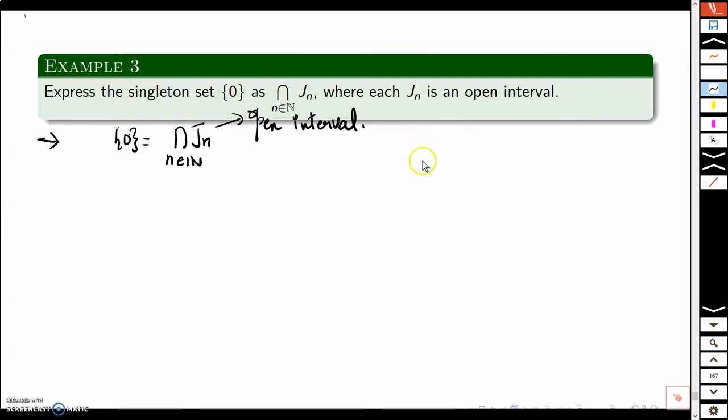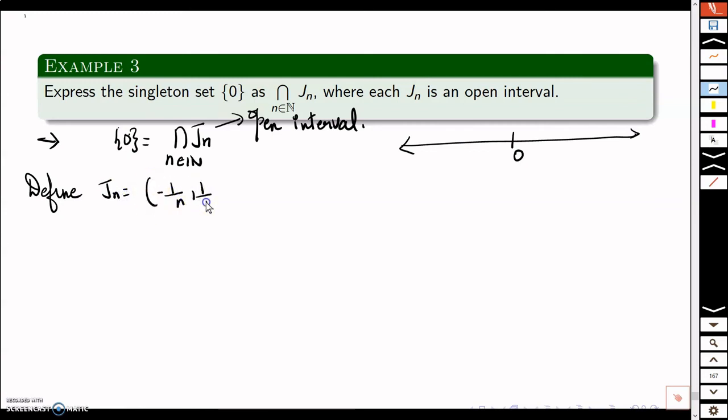Right? So if I plot 0 here, then I want open intervals whose intersection will give me 0. So I'm looking out for intervals which are shrinking towards 0 as n becomes bigger and bigger. So if I define my set Jn to be this open interval (-1/n, 1/n) for each natural number n.